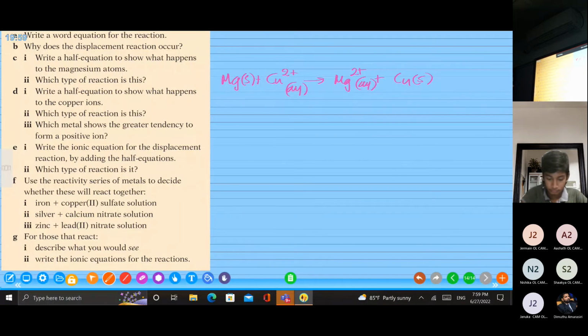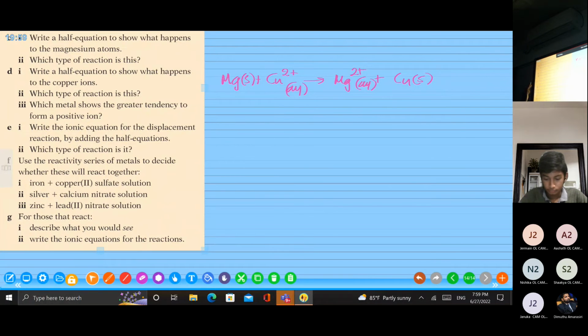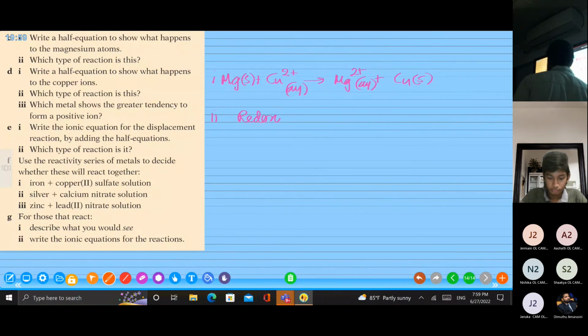Is that clear? Don't think too much about them. It's about the reactivity, and then the ability to identify reduction and oxidation. That's the most important thing. Which type of reaction is it? This is a redox reaction. Why? You just prove one part is oxidation and the other part is reduction. So this is a redox reaction.